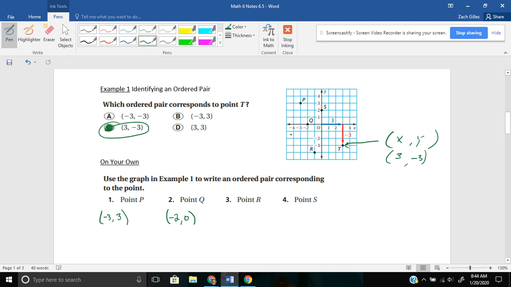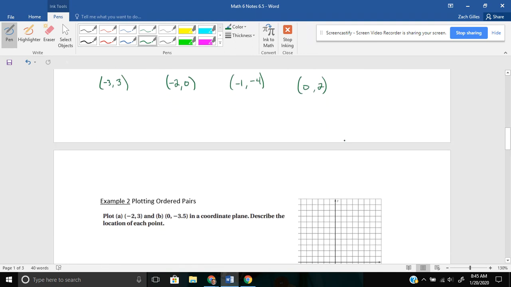Number 3, point R is right here. So starting at 0, I go left 1, which is -1. And I go down 1, 2, 3, 4. -4 when I'm going down. And lastly, for point S, that's right here, I go left and right 0. I'm not going over at all. I'm going up 2, which would be +2. The location of that point would be on the y-axis. So hopefully you did okay with identifying ordered pairs there. Let me know if you have questions.